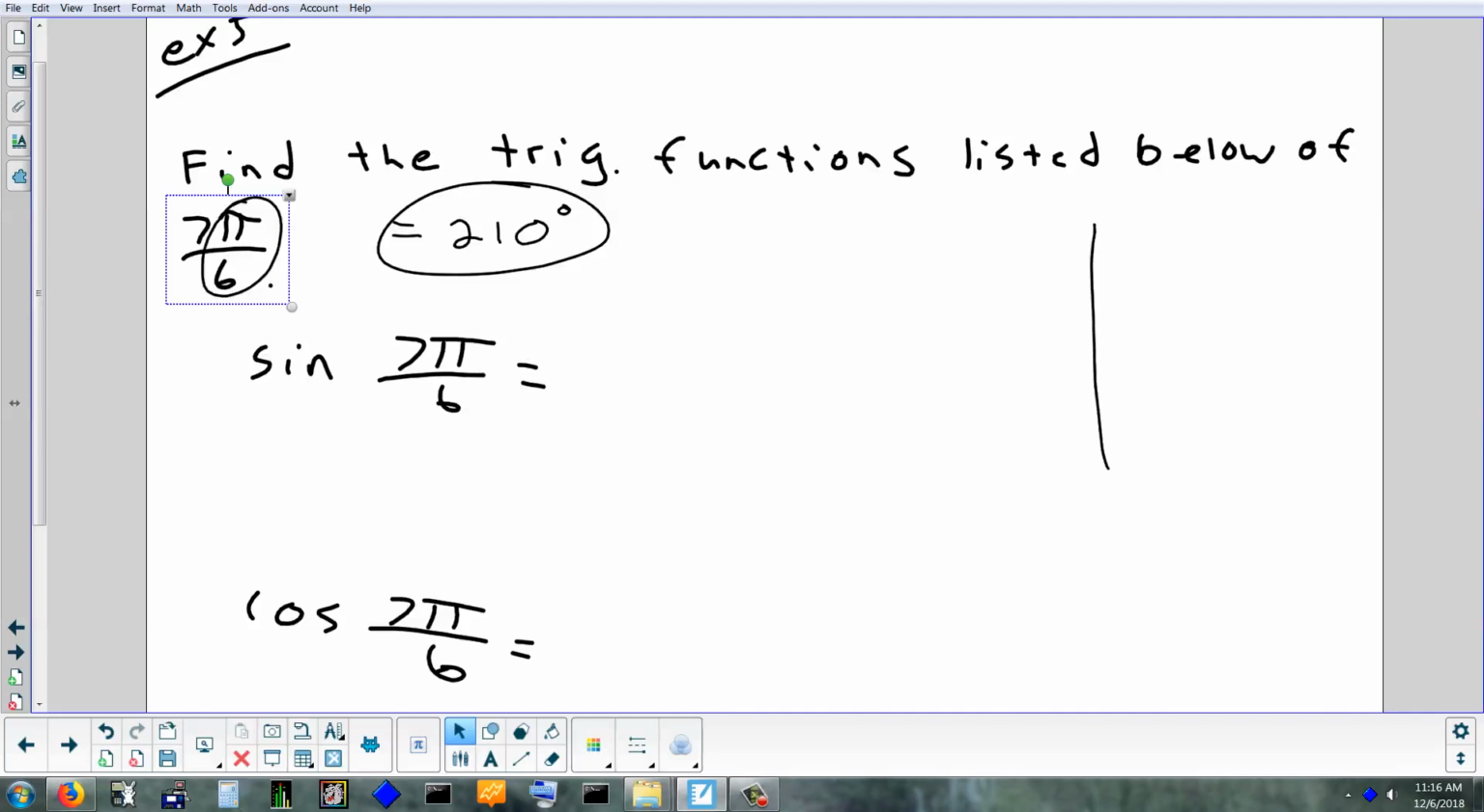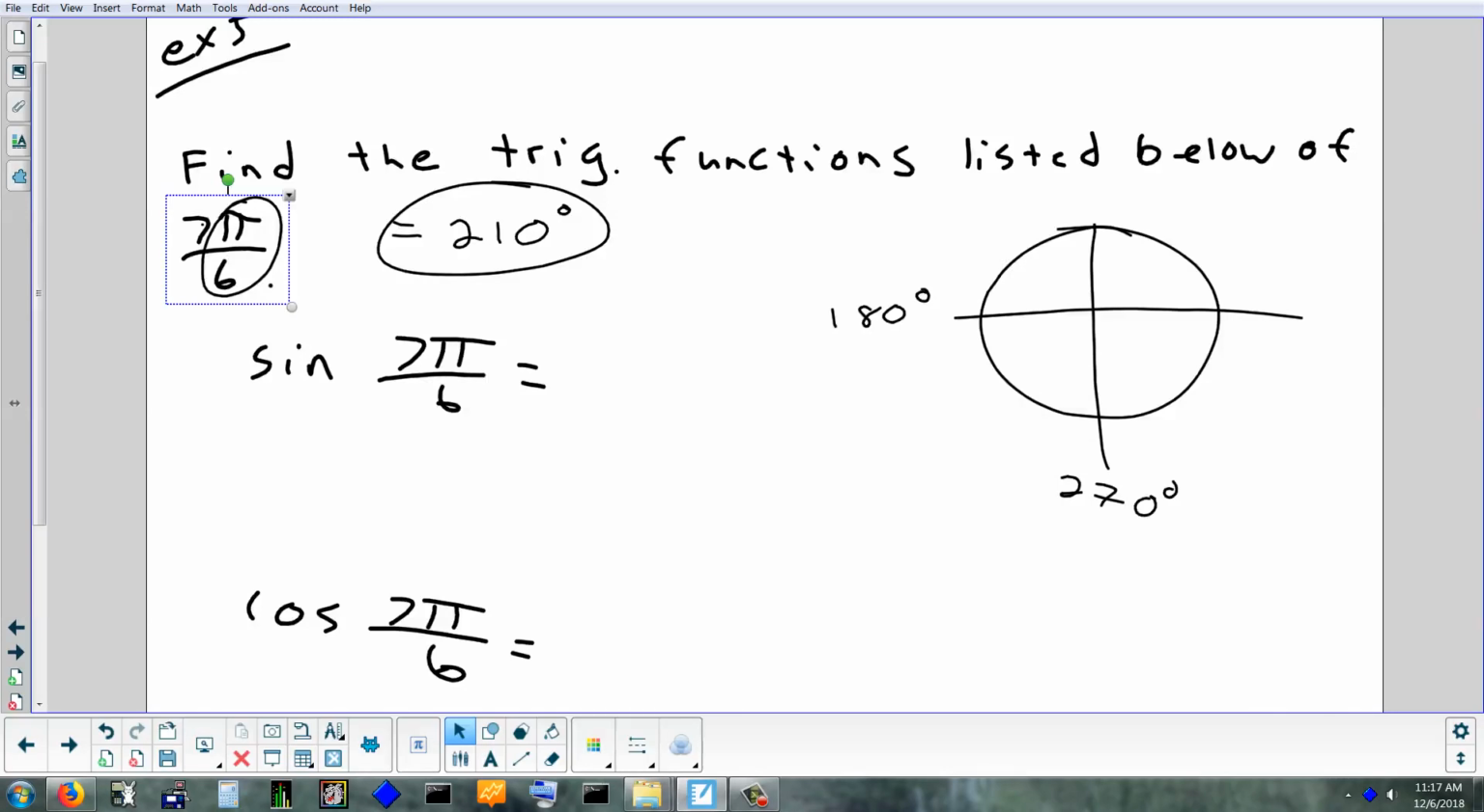Let's figure out the coordinate. Is 210 a multiple of 45? No. Is it a multiple of 30? Yeah, it's 30 times 7. We actually just did it. So it's going to have something to do with the 30, 60, 90, which means your numbers are going to have 1/2 and root 3 over 2s. But we've got to figure out which one is which. So 180, 270. Where's 210? Closer to 180, right in the middle, or closer to 270? It's closer to 180. It's like right here.